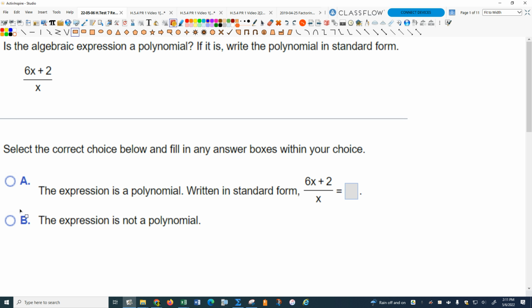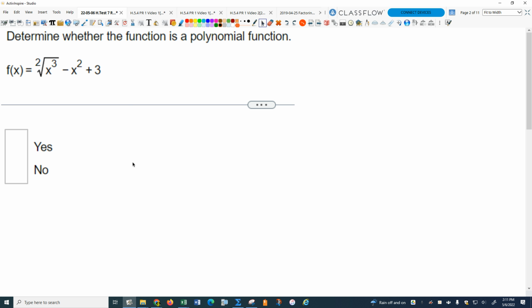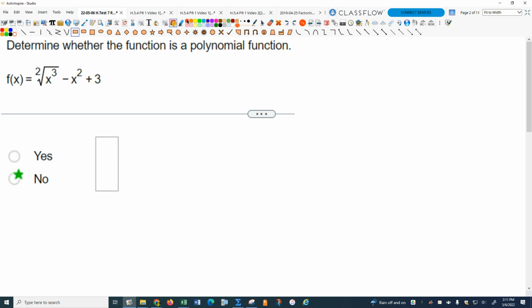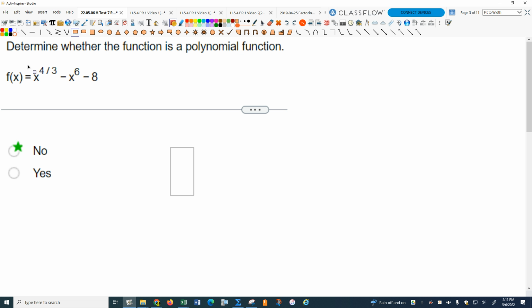Okay, so there we go. How about that one? No? Good. And the reason being, this guy, right? There's the red flag. That one doesn't work. Okay. How about that? No. And what's the red flag here? Fractional exponent. There we go. Good.